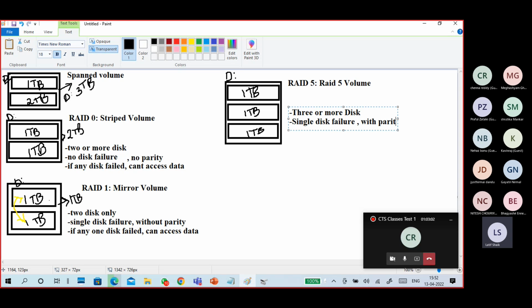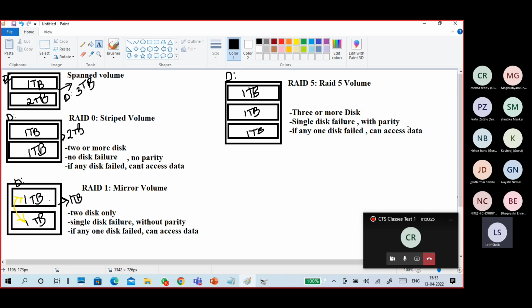Parity. So I will explain the parity. So don't worry. Again, if any one disk failed, you can still access. Okay. So when you have 3 disks with parity, single disk failure with parity means it is a RAID 5 volume.